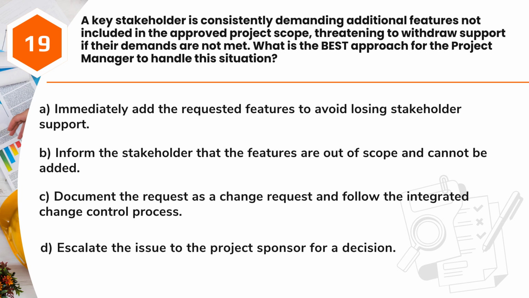Question 19. A key stakeholder is consistently demanding additional features not included in the approved project scope, threatening to withdraw support if their demands are not met. What is the best approach for the project manager to handle this situation? A. Immediately add the requested features to avoid losing stakeholder support. B. Inform the stakeholder that the features are out of scope and cannot be added. C. Document the request as a change request and follow the integrated change control process. D. Escalate the issue to the project sponsor for a decision.